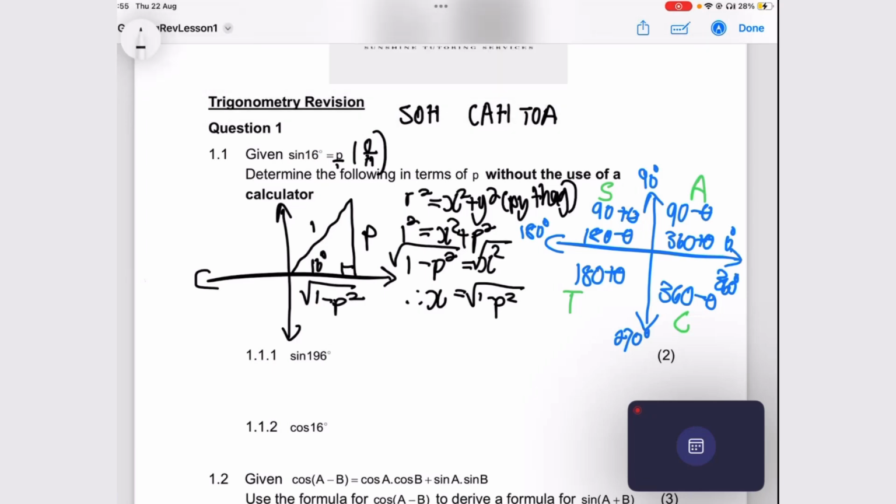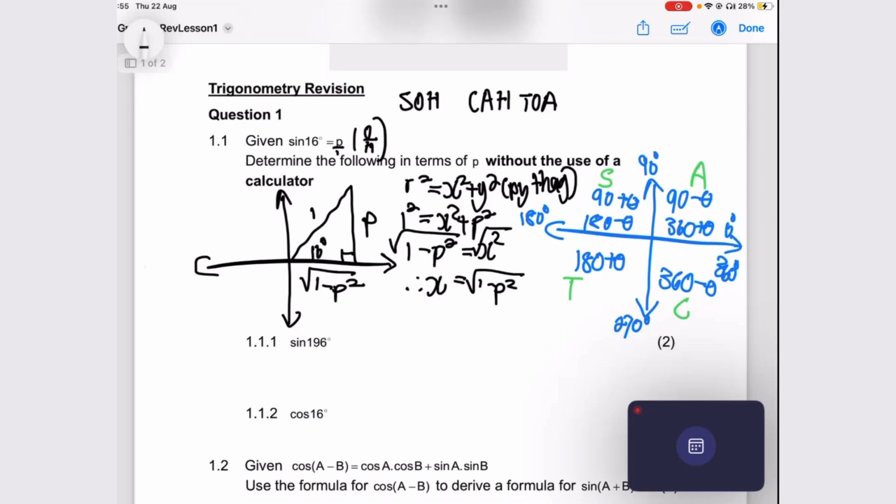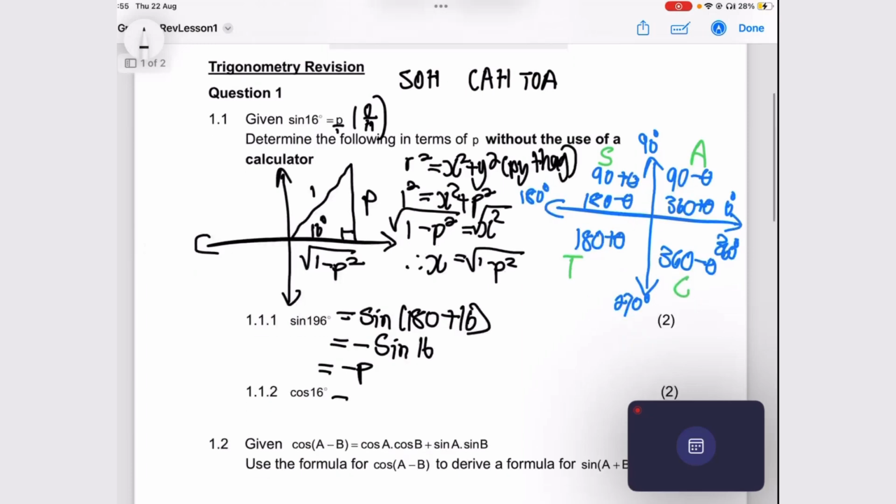So what we then do is we break this one down. We understand that this is actually in the third quadrant, and we can reduce it into an acute angle by using 180 plus 16. So this will be negative because sine is negative in the third quadrant, sine of 16, which is actually negative of P. Cos of 16, according to what we have, is square root of 1 minus P squared over 1, which is just square root of 1 minus P squared.